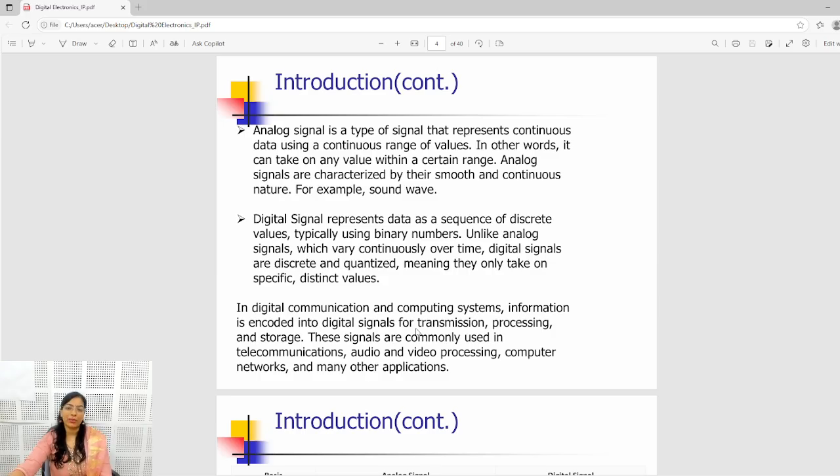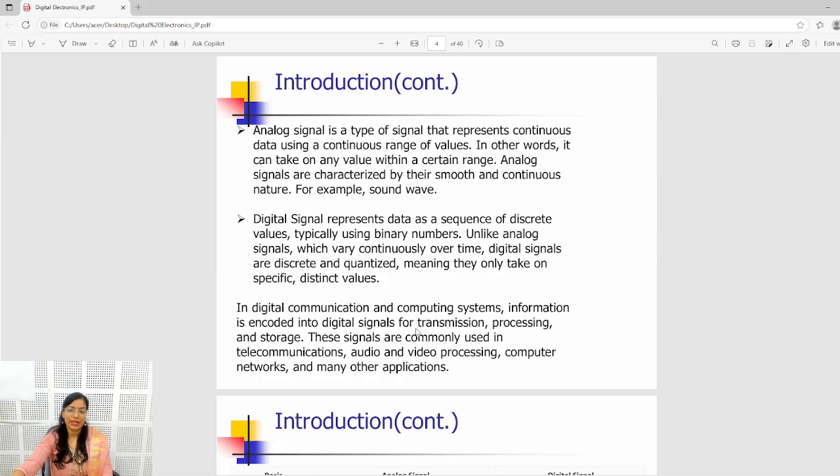Analog signal is a type of signal that represents continuous data using a continuous range of values. It can take a value within a certain range. Analog signals are characterized by their smooth and continuous nature, for example, a sound wave.